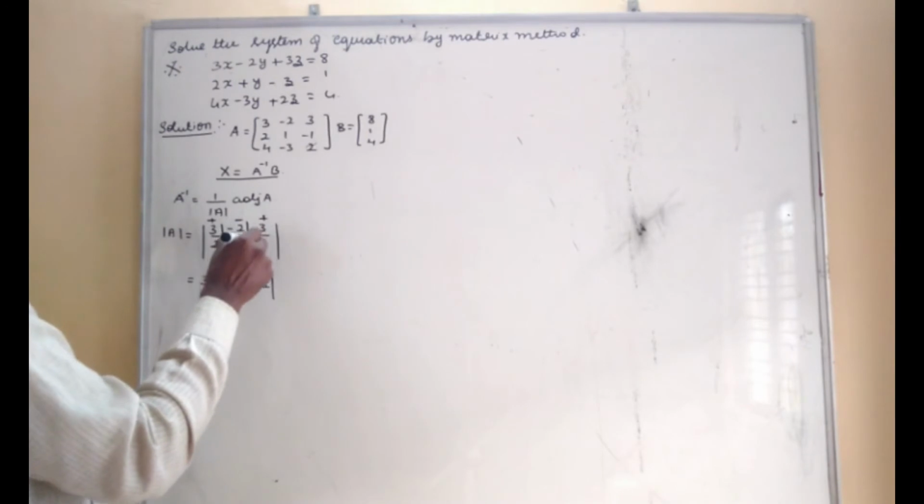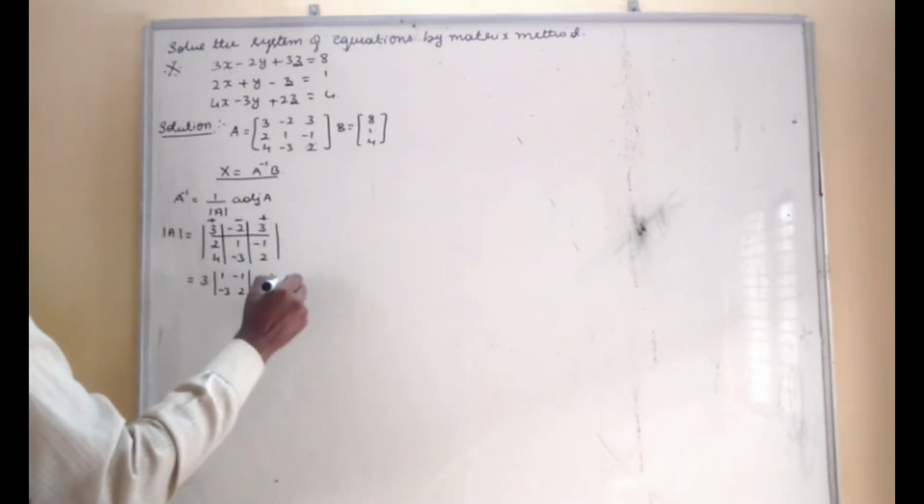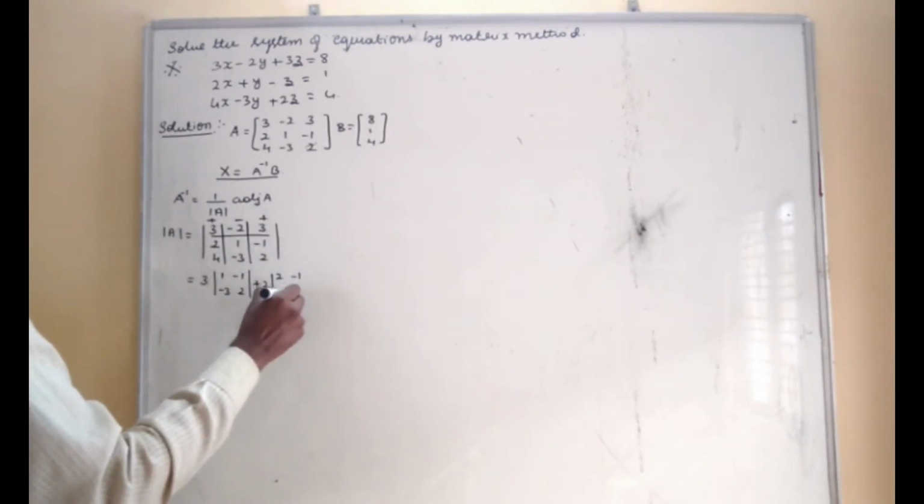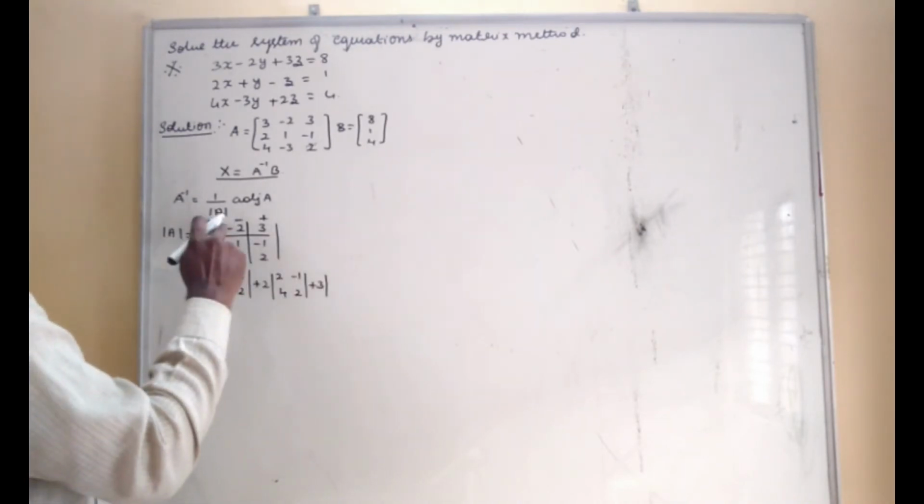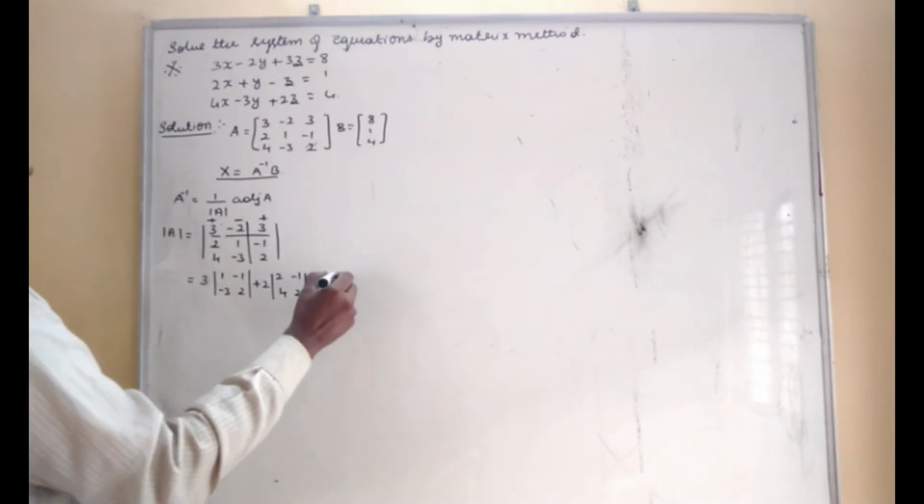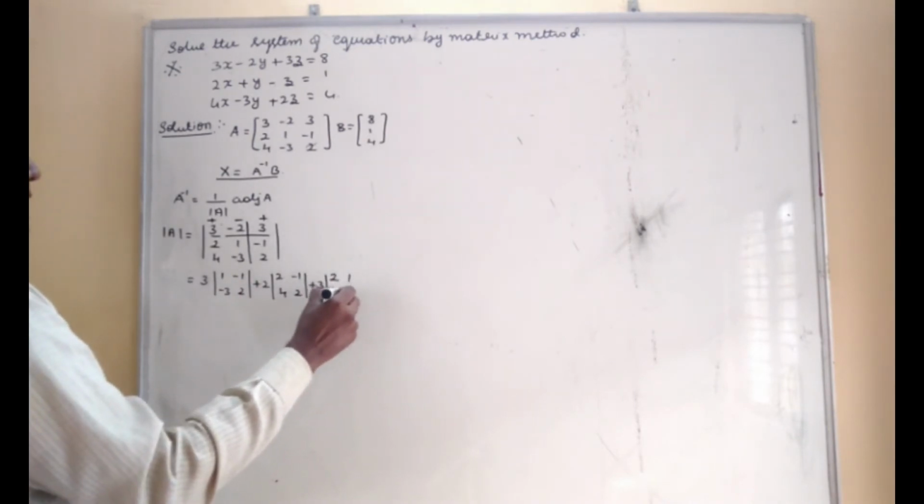Then you have to leave the second column and the first row. 2 minus 1, 4, 2. The next is 3. 3 lies in the third column and the first row. 2, 1, 4, minus 3.